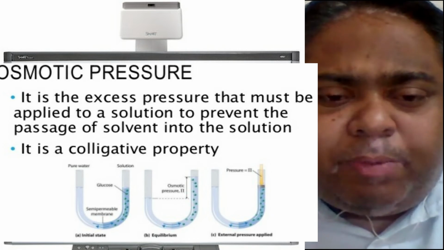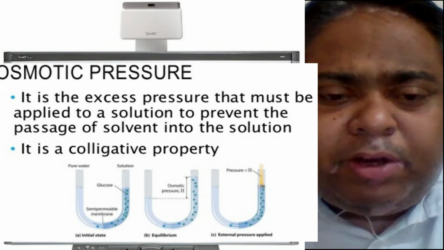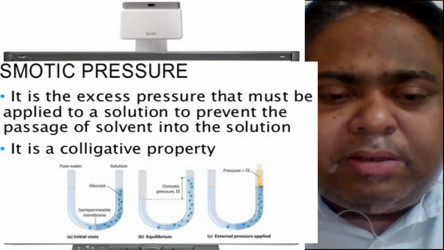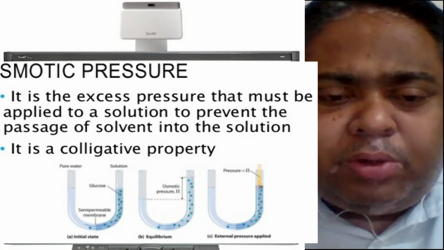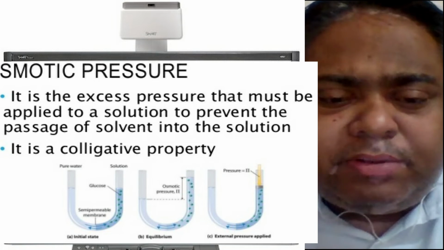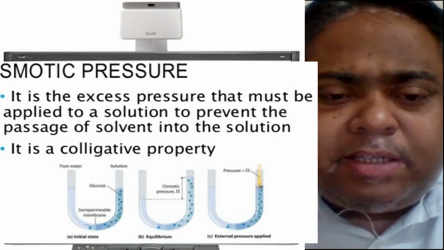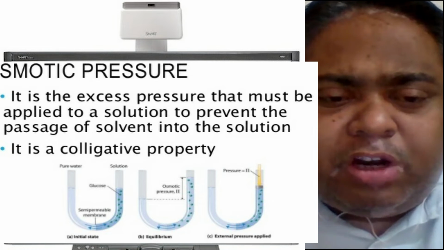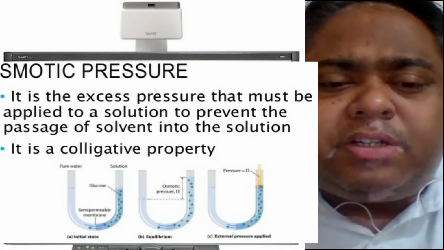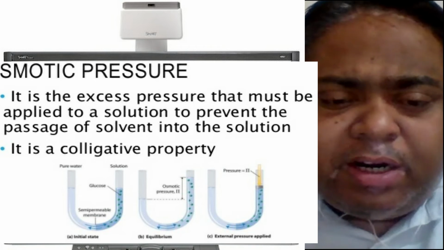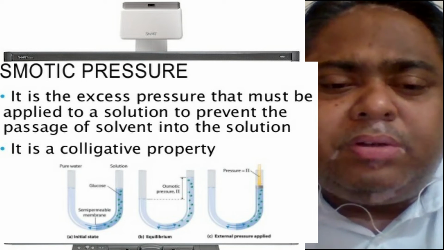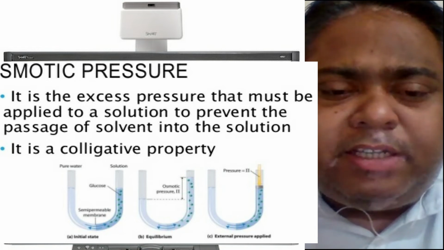Now, when we talk about the pure solvent, its pressure will be P naught. But as soon as a solute is added to it, its pressure will become P equal to P naught into the mole fraction of the solvent. So as the solute increases, obviously the solvent's composition will decrease. With a decrease in the solvent's composition, the partial pressure of the solvent will decrease. As a result, the relative change in the partial pressure of the solvent will also change.